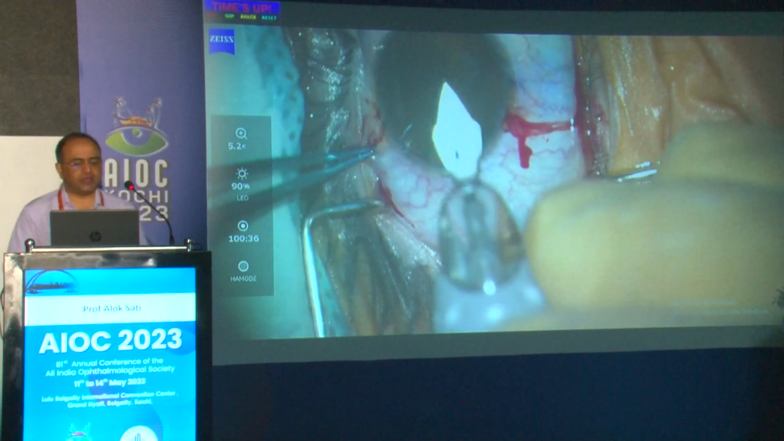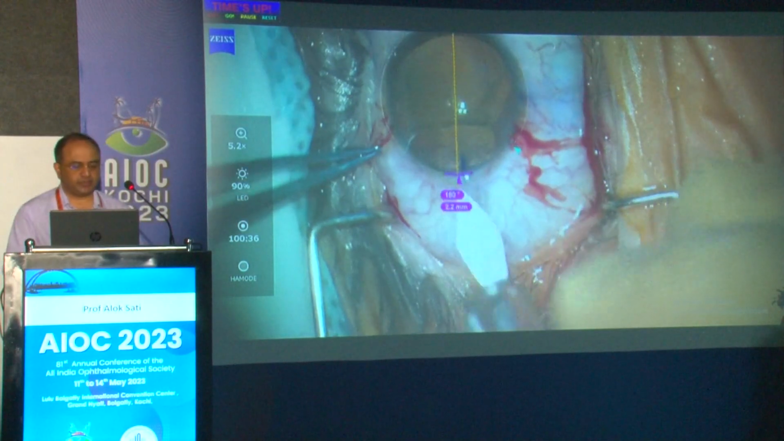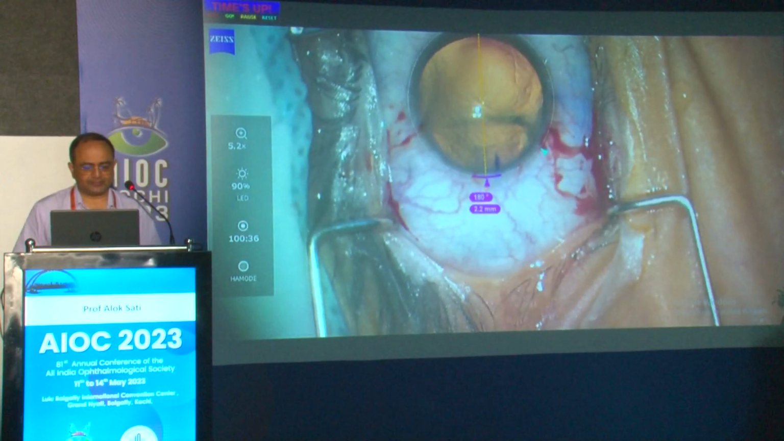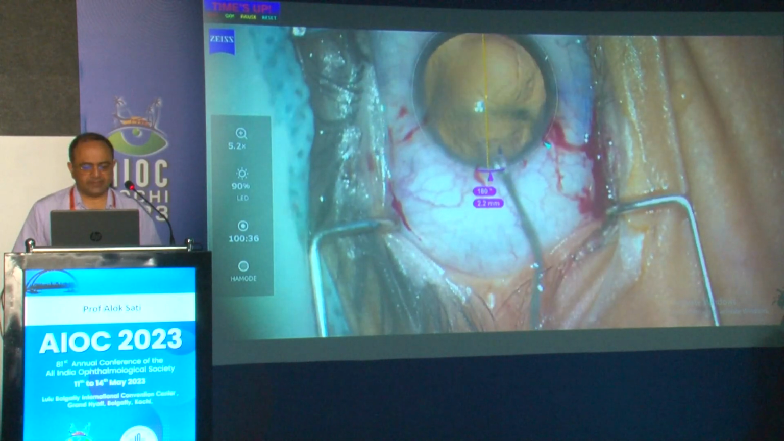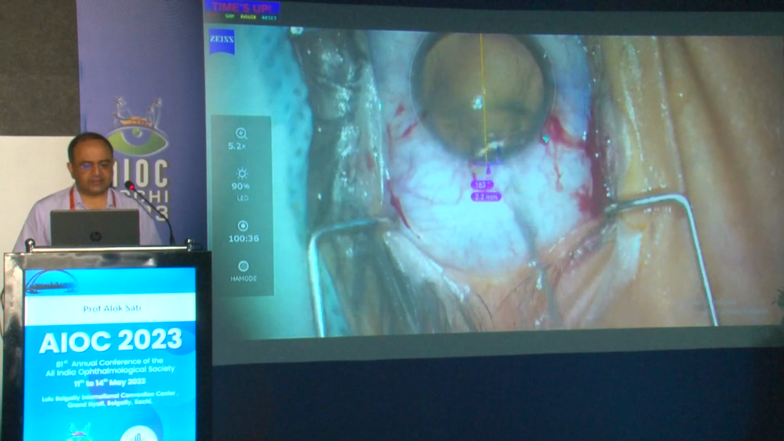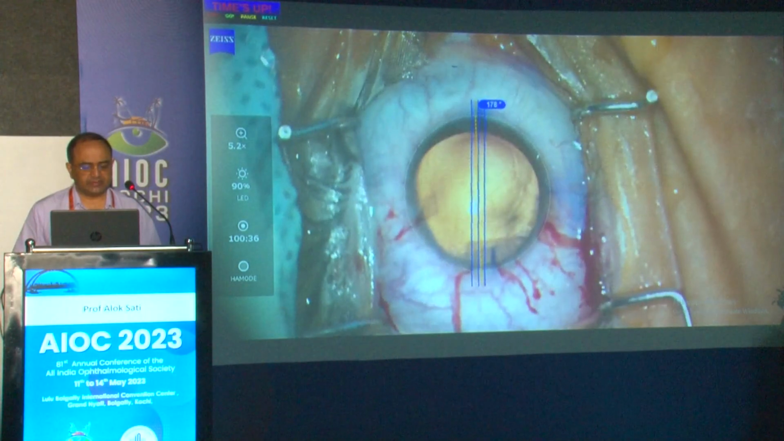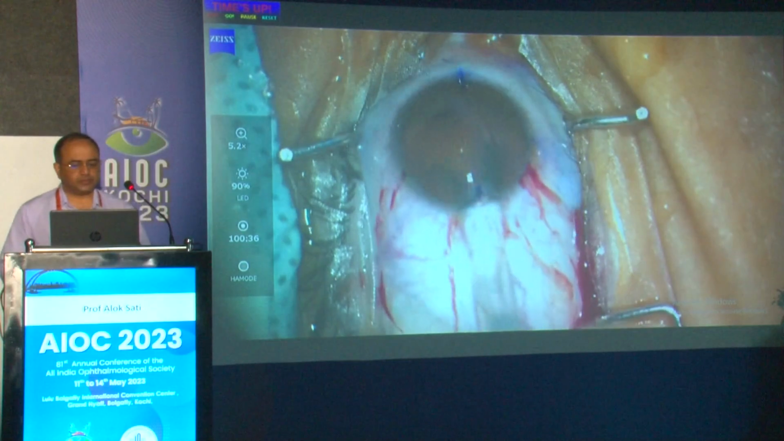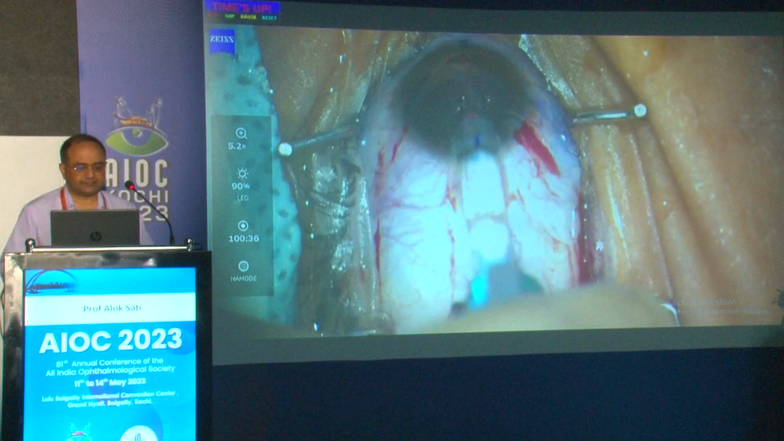This is a 3.2 mm incision. It's easy to perform through 3.2, unlike 2.8. And then we have to instill the viscoelastic into it. This is what we are performing, the toric ICL basically, under the Callisto microscope.